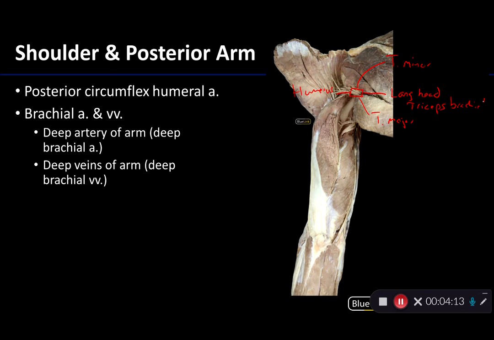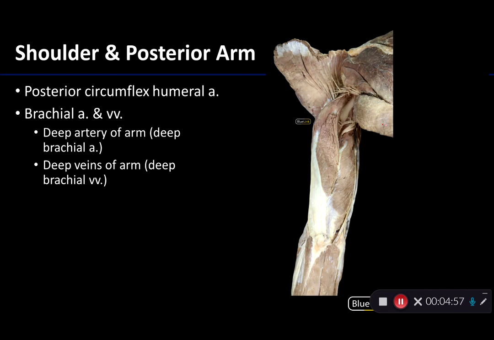And it's through this quadrangular space that the posterior circumflex humeral artery and the axillary nerve are able to move from the axilla to service the posterior aspect of the shoulder, namely the deltoid muscle, which we can see here. Let me erase all of this. A small eraser here.